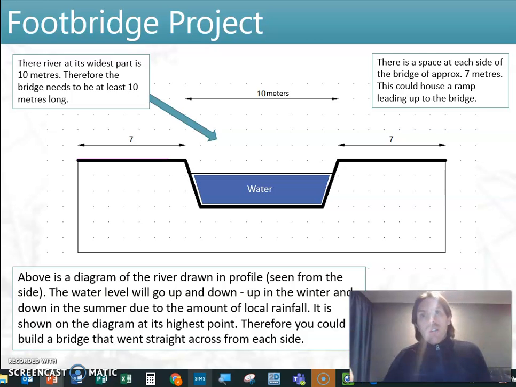On either side of the bridge, there's about 7 meters of space, of room. So you could put something there if you wanted to: some foundations, some supports for your bridge so it doesn't fall over. But you can see here, looking from the side of the water, I've drawn the highest point. If you wanted a bridge that just went straight across in a straight line, that's totally fine, you could do that.